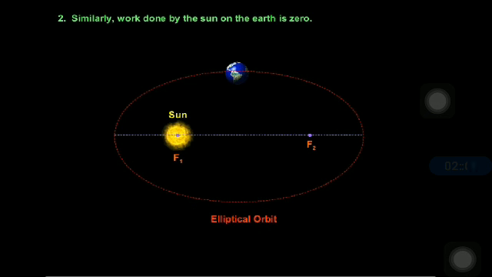Second, similarly, work done by the sun on the earth is also 0. Same way, the direction of motion of the planets and the direction of gravitational force, both of them create 90 degree angle, so work done will be 0.